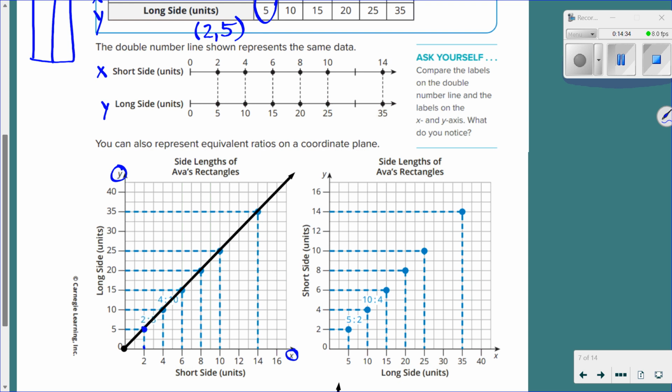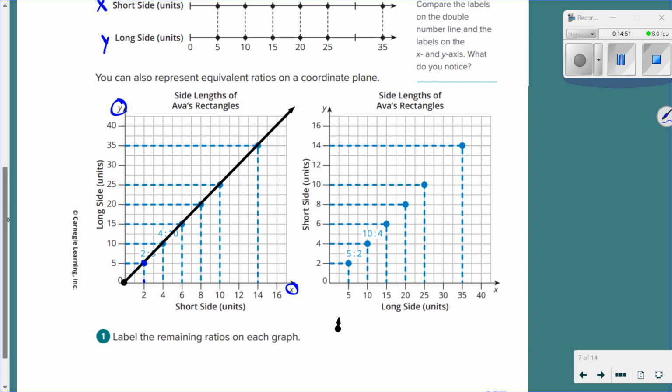Let's just go ahead and take a quick pause right here. If you don't have a ruler, you're going to need one for today. So you can come back to the student desk and grab one. Okay, so now that you have your ruler, you should be able to draw that straight line just like I did on the board. What this is going to do is it allows us to make extrapolations. So our directions label the remaining ratios on each graph.